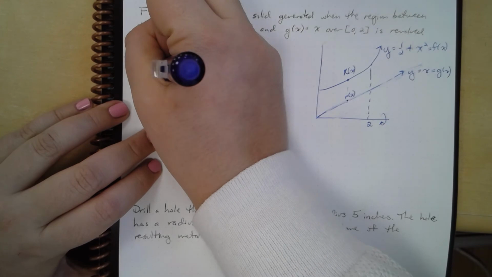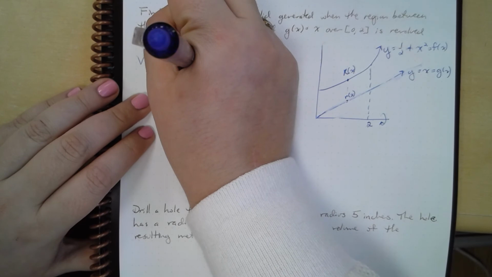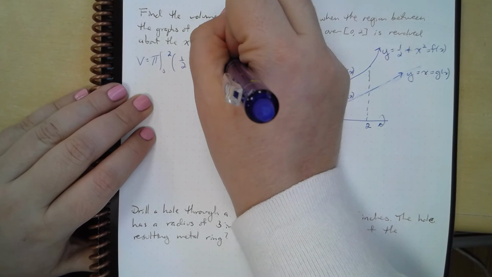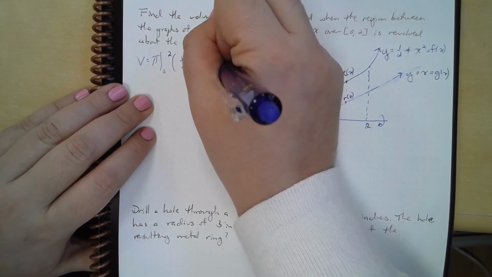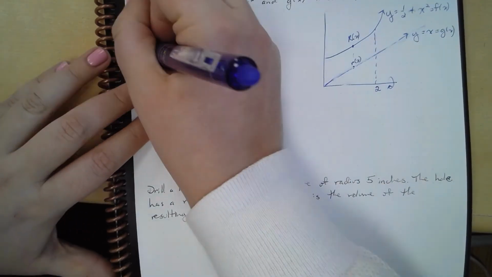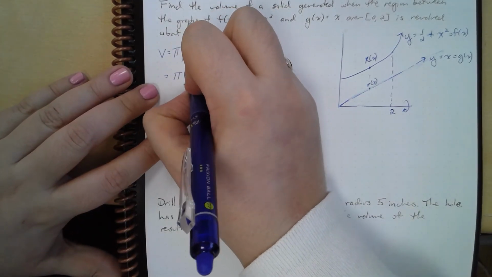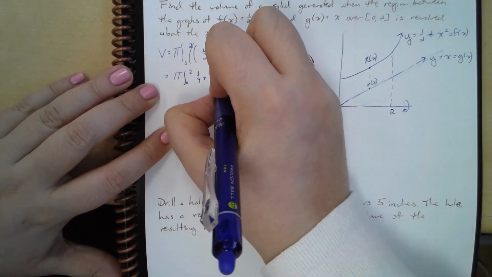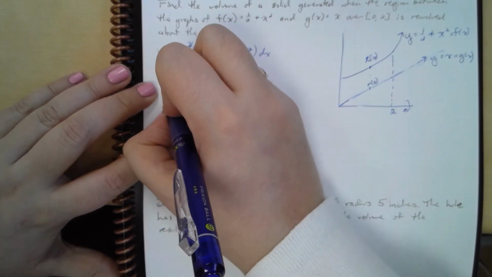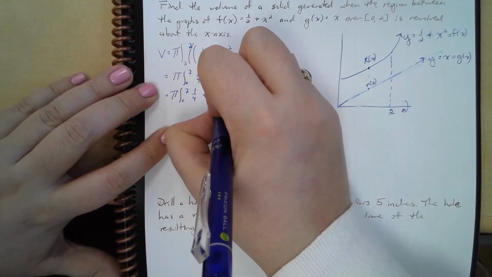So, knowing that information, our volume is going to be equal to pi times the integral from 0 to 2 of our outer, which is 1/2 plus x squared, squared, minus our inner, which is just x squared. This is equal to pi times the integral from 0 to 2 of 1/4 plus x squared plus x to the 4th minus x squared dx. Those beautifully cancel out, leaving 0 to 2 of 1/4 plus x to the 4th.